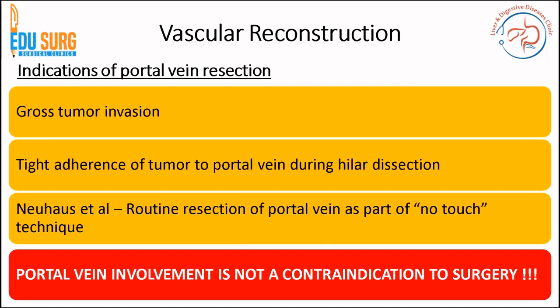Vascular reconstruction. Now, there are specific indications for portal vein resection. It must be remembered that portal vein involvement alone is not a contraindication to surgery. Unlike HCC, portal vein involvement in hilar cholangiocarcinoma is transparenchymal, as in it is counted as a local infiltration of the disease and not a spread of the disease. So, with isolated portal vein involvement, the patient should still be operable as long as you can get the whole tumor out.